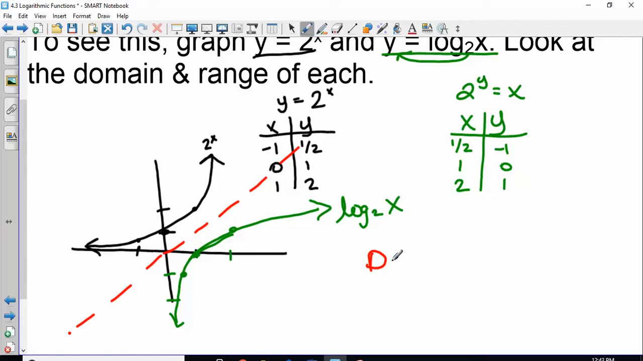That means I asked for the domain and range of each. So for my original, my y equals 2 to the x, what was the domain of that?